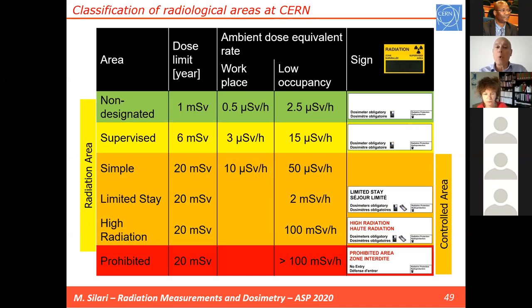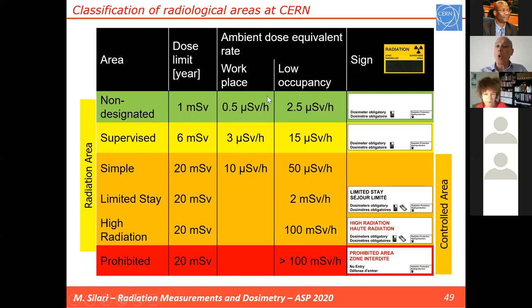Typically a working time period is 2,000 hours. So typically 40 working hours per week times 50 weeks, it's 2,000 hours per year. So if you do not want to exceed 1 millisievert in a non-designated area, you cannot exceed 0.5 microsievert per hour in any workplace. Again, this would be the maximum that you normally don't want to reach. But strictly speaking, in an area which has 0.5 microsievert per hour, you can spend all your 2,000 working hours there. You will not exceed the dose for the general public.